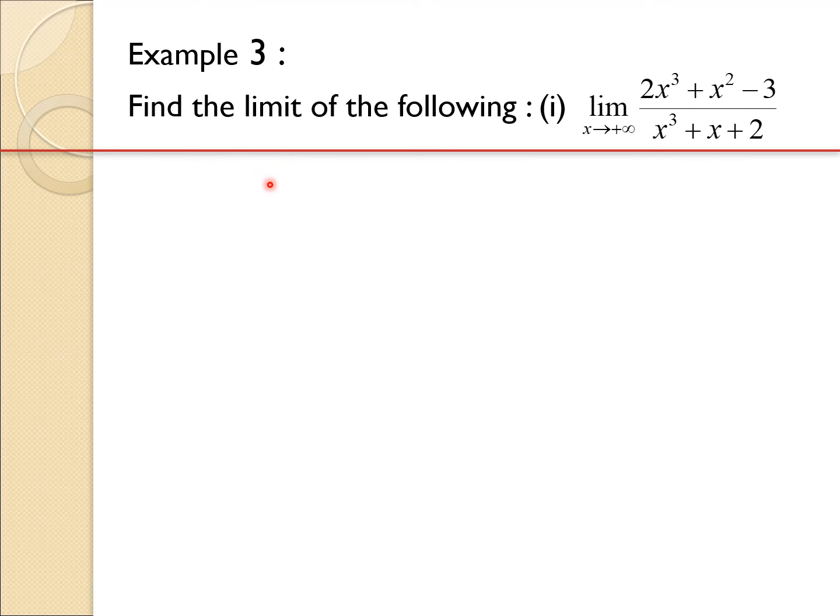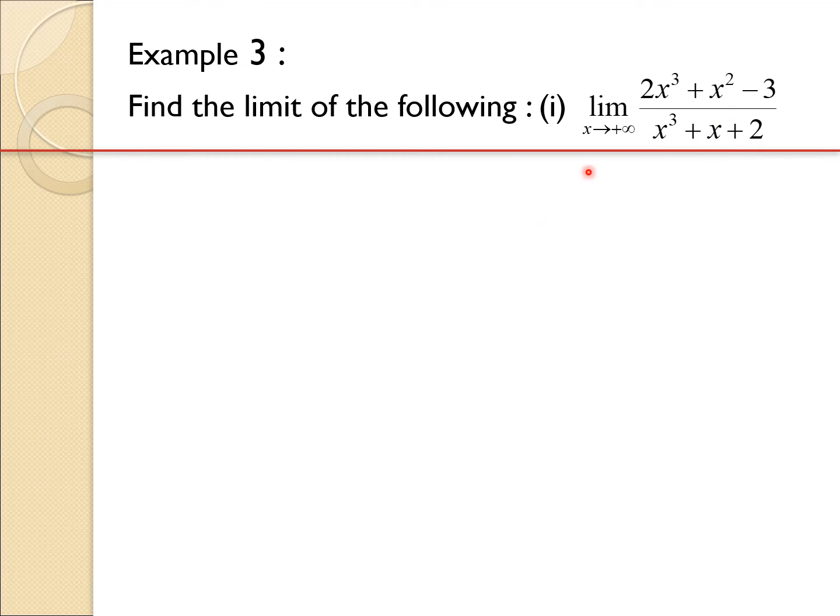Okay, look at this example. Find the limit of the following. First, limit x approaches infinity for 2x cubed plus x squared minus 3 over x cubed plus x plus 3. So when you substitute infinity, you get infinity. And this is also infinity. That means infinity over infinity.